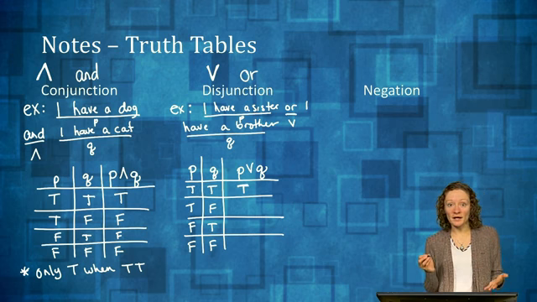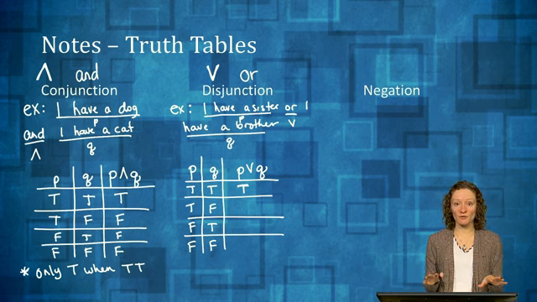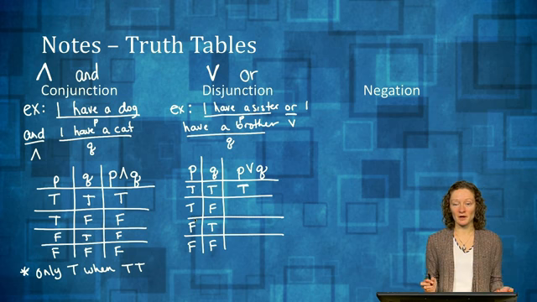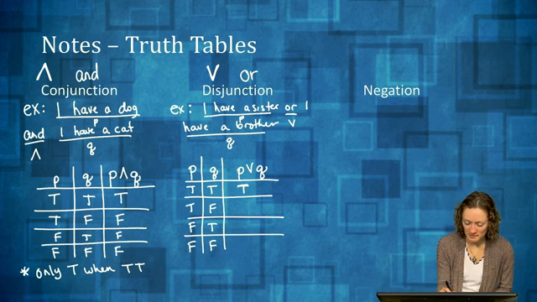Well, they said "or," and remember that "or" is not the exclusive or when we look at it. It means this, that, or the other one. So it could be one, could be the other, could be both. So the statement would be true. I have a sister or I have a brother. Well, you have a sister, so your statement is true.